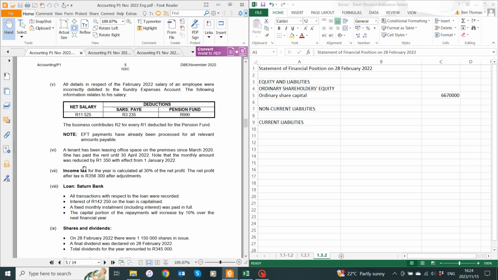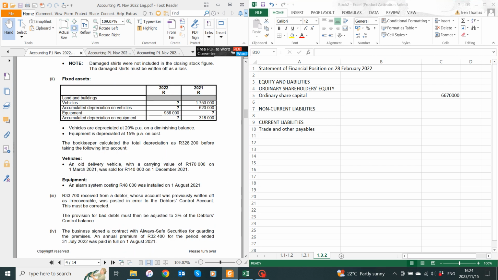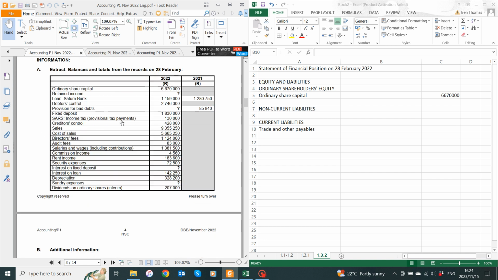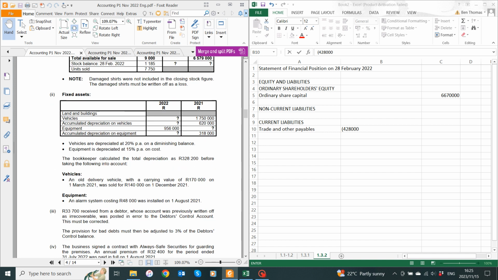Now, income received in advance is a liability which is going to fall under trade and other payables. So we know over here we can enter trade and other payables, and the amounts they've given us so far will basically be about creditors control, and that is 428,000. And then we can look further.